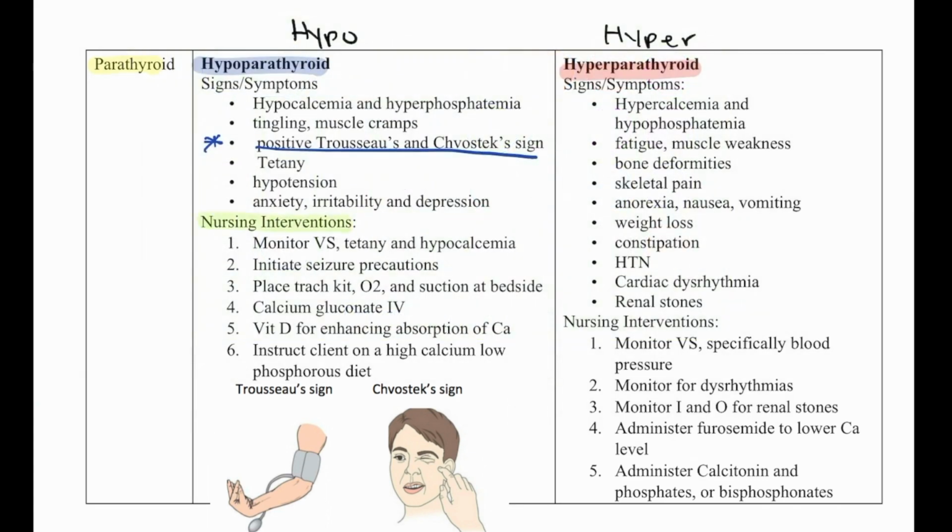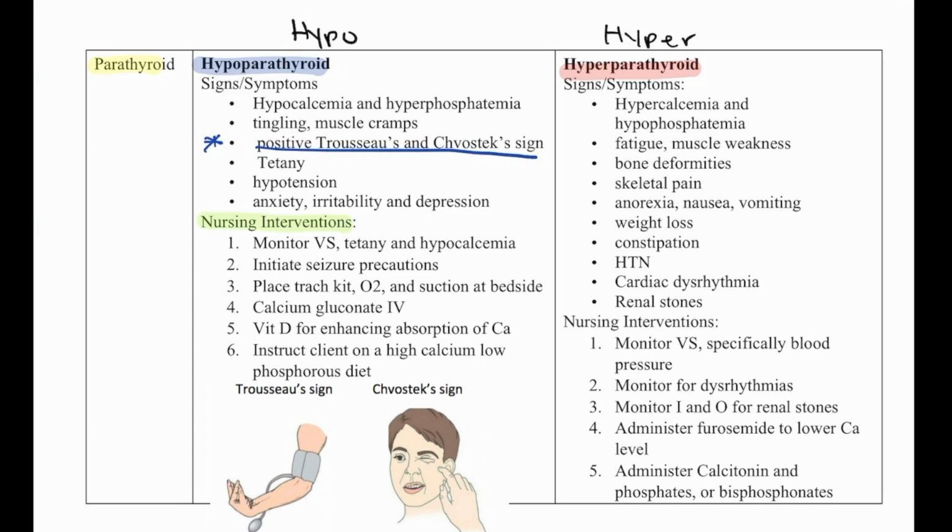So nursing interventions, we're going to monitor vital signs, tetany and hypocalcemia, initiate seizure precautions, place a trach kit, O2 and suction at the bedside. They may need calcium gluconate IV. They may need vitamin D for enhanced absorption of calcium, and instruct the client on a high calcium, low phosphorus diet.